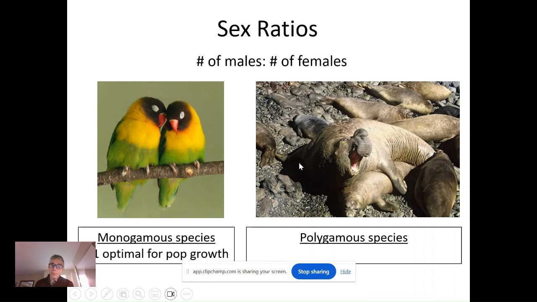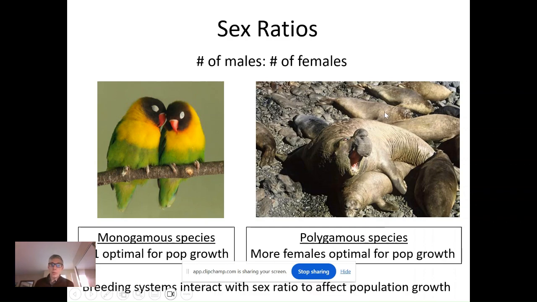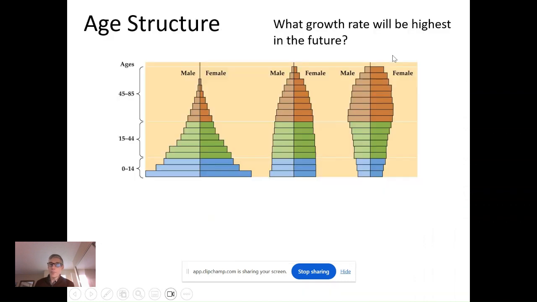So one-to-one's optimal for monogamous, but in this case with these elephant seals, actually you want to make sure you have more females for optimal population growth. And we see that in the strategy for hunting, in how we choose to shoot more of the stags than we do the hinds for deer, because hinds, which are female deer, are what determine your population growth. But stags mate with multiple females, so you don't actually need that many. Okay, so that would be an example of understanding how sex ratio will impact your population growth.